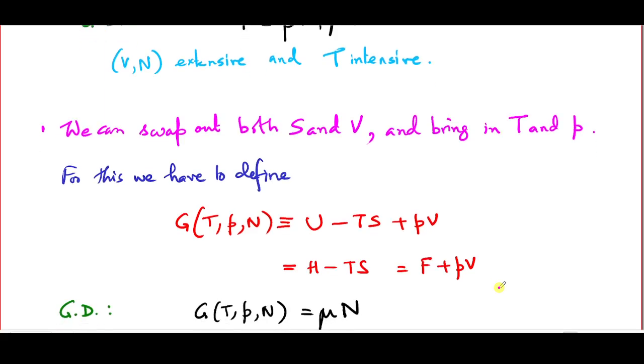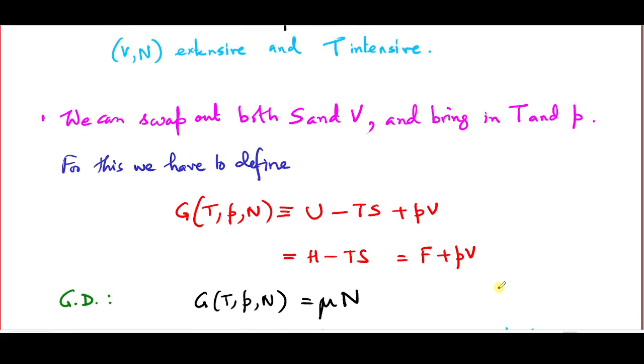Now why is this called Gibbs free energy? Why is Helmholtz free energy called Helmholtz free energy? Apart from the fact that they are named after two people, why they are called free energy is a topic that we are going to return to in a later lecture. For the time being, let's point out that from Gibbs-Duhem, we can immediately figure out that G of T, P, N is simply mu times n. That's the only thing that survives after you subtract Ts and add PV.